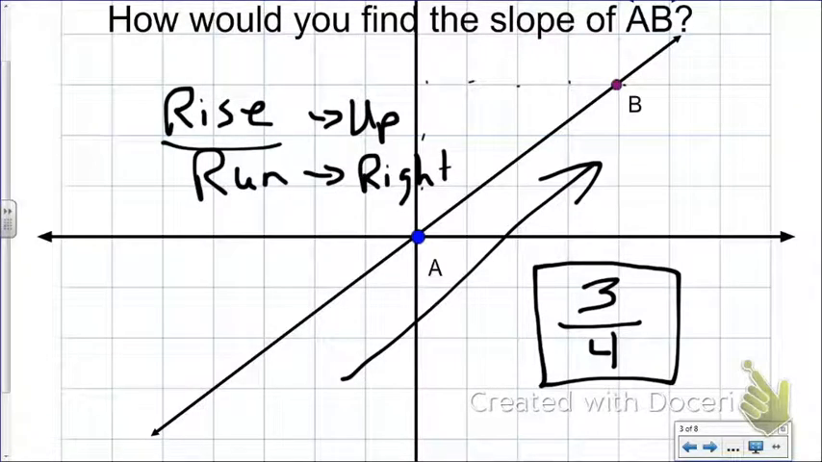And so in that case, if it had gone downhill, then instead of up over right, you would have thought of it as down over right, and the top number would have been a negative.